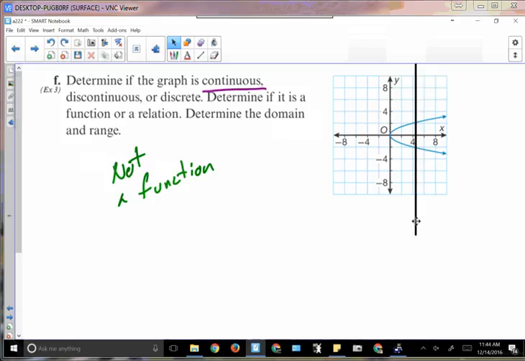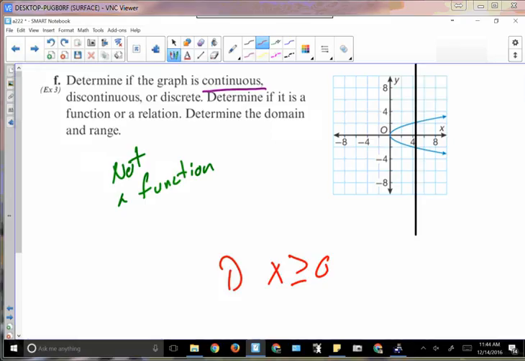Now, we can still state the domain on this particular relation, or however you want to identify it, is going to be x greater than or equal to 0. The range would be all reals. It doesn't look like it, but it's going up here and it's going down here. So eventually this would continue through and get everything. But it's not a function. So in this case, they would identify this as a relation. There is a relation there, but it's not a function.